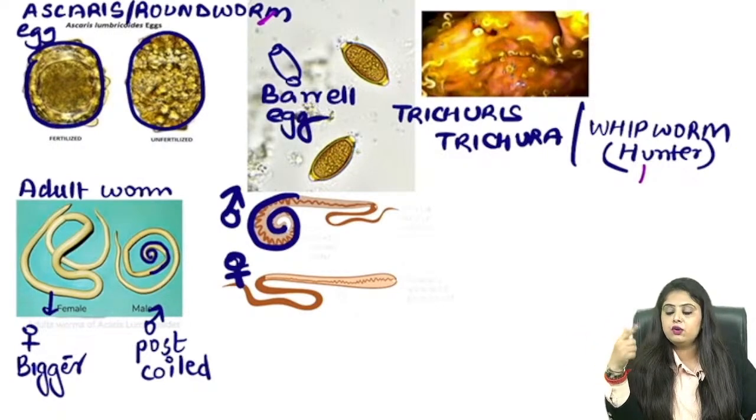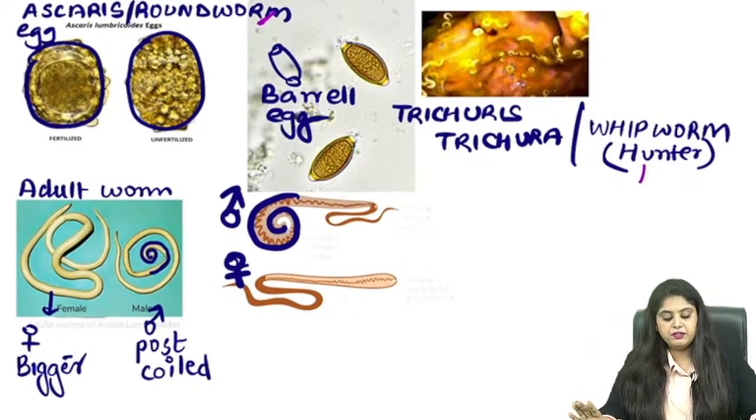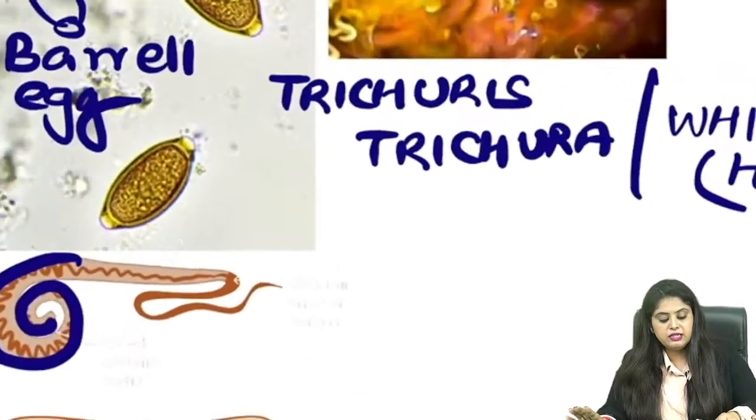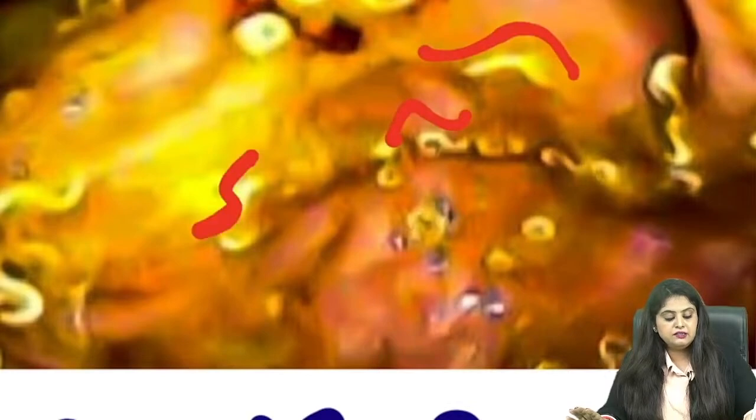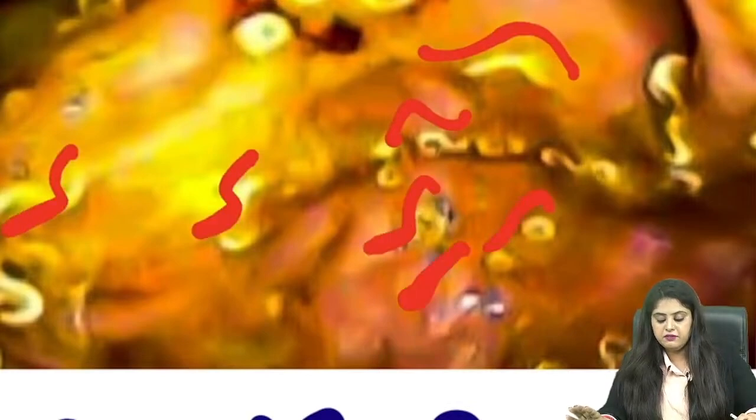Simple, right? Wherever you see coiling on the back side, that is going to be the male part of it. Now imagine this is a hunter. So where does this go and put a hunter on our body? This is actually the rectum. Can you see on the rectum like hunters, they are sitting. These are the Trichuris trichura worms.